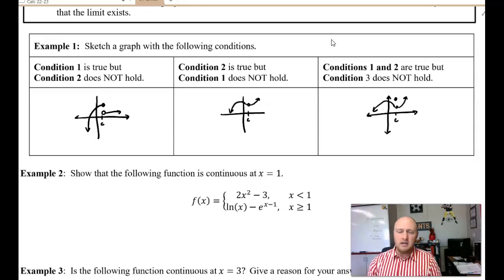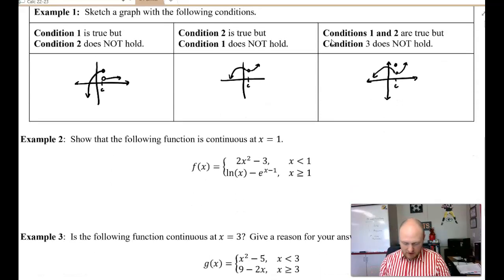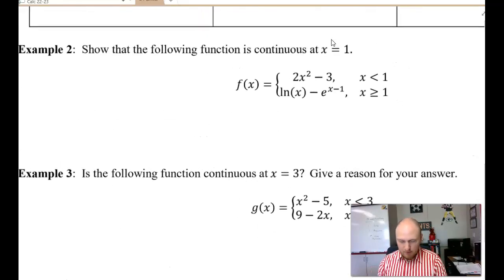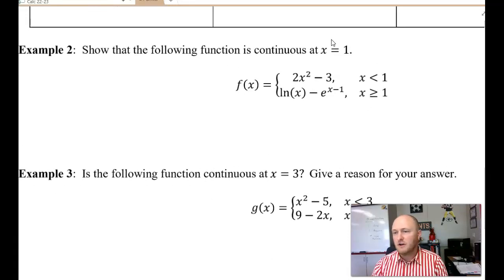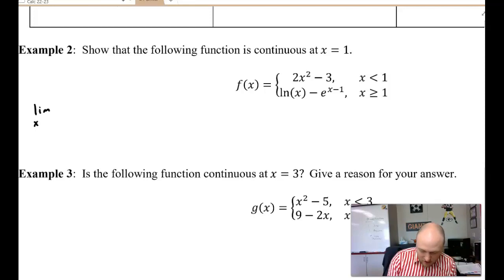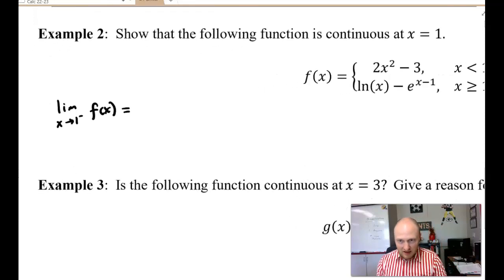All right, so let's apply this formal definition of continuity. Here's example number 2. They say show that the following function is continuous at x equals 1. For my class, what I want you to do is analyze, especially with a piecewise function, does the limit from the left equal the limit from the right? I'm going to analyze the limit as x approaches 1 from the left of f of x. Make sure you have f of x there for your limit notation. Don't have any naked limits.